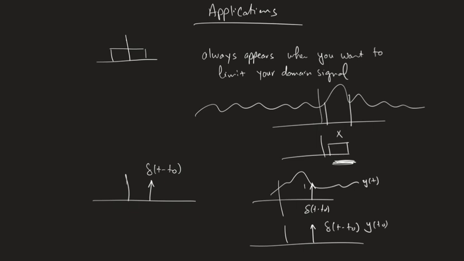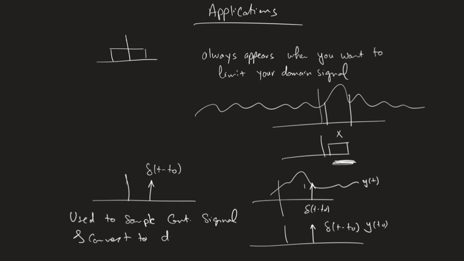So basically, I use the delta function to pick only that value in the equation. And again, if I integrate this multiplication, the result of that integration is going to be y of t naught only, without anything, which we used already in the previous slide. So the delta function is always used to sample continuous signals and convert to discrete.